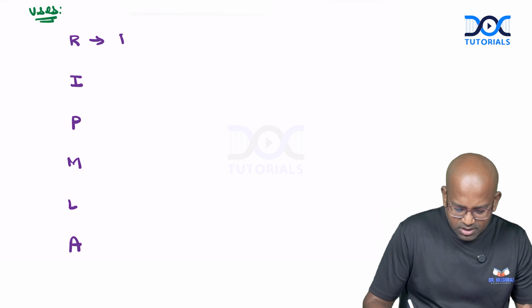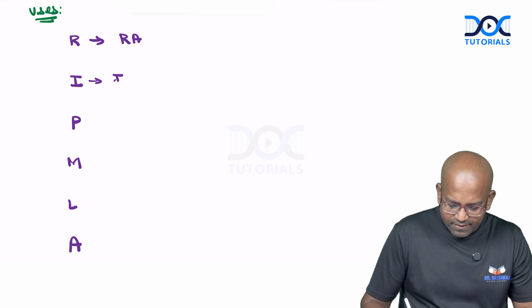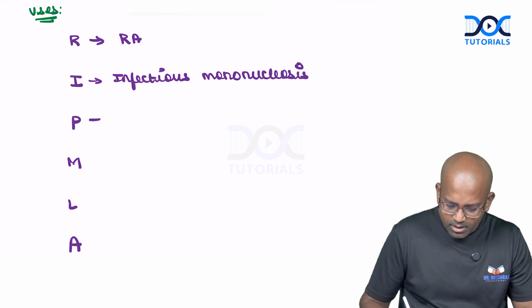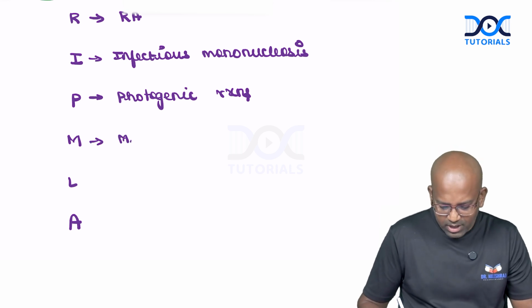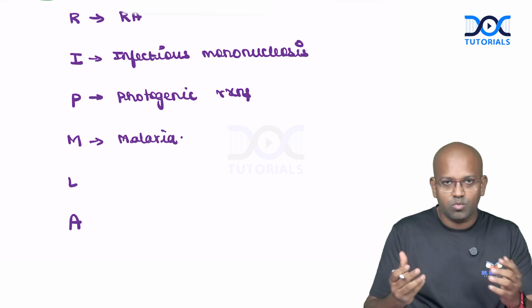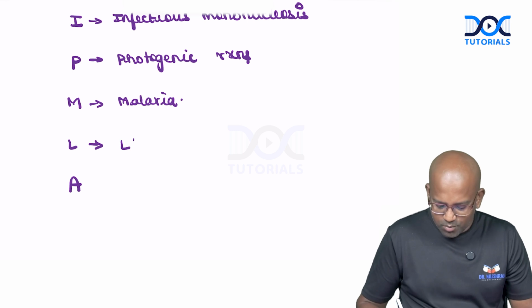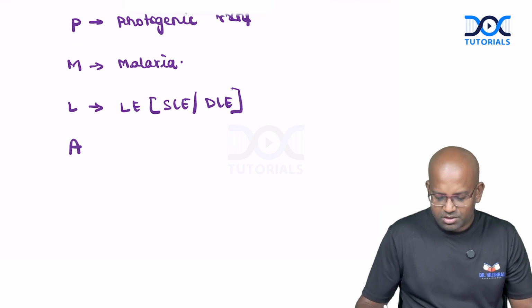R is for rheumatoid arthritis, which we have explained just a few minutes before. Chloroquine and hydroxychloroquine can be given. I is for infectious mononucleosis. P is for photogenic reactions, which is a variant of Porphyria cutanea tarda. M is for malaria, we all know that. If you don't know this, please go wash your face and sit down and come back, because that's what this topic is actually. L is for lupus erythematosus, systemic lupus erythematosus or drug-induced lupus erythematosus.